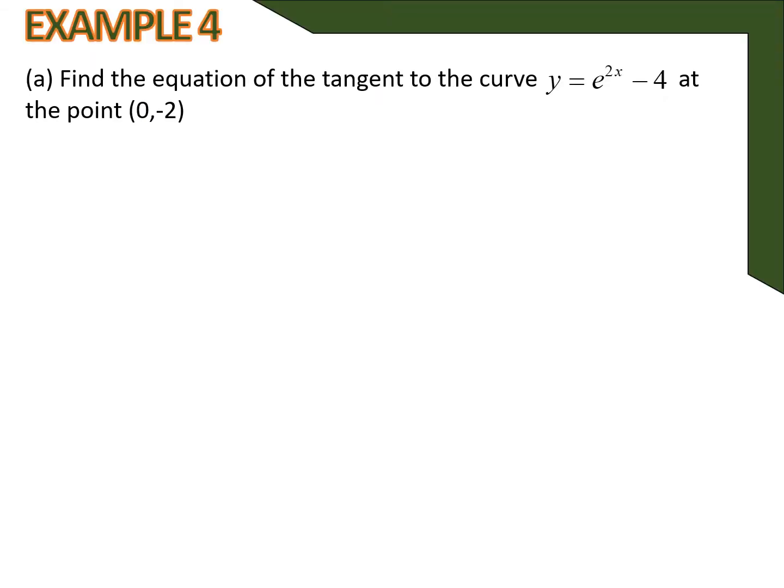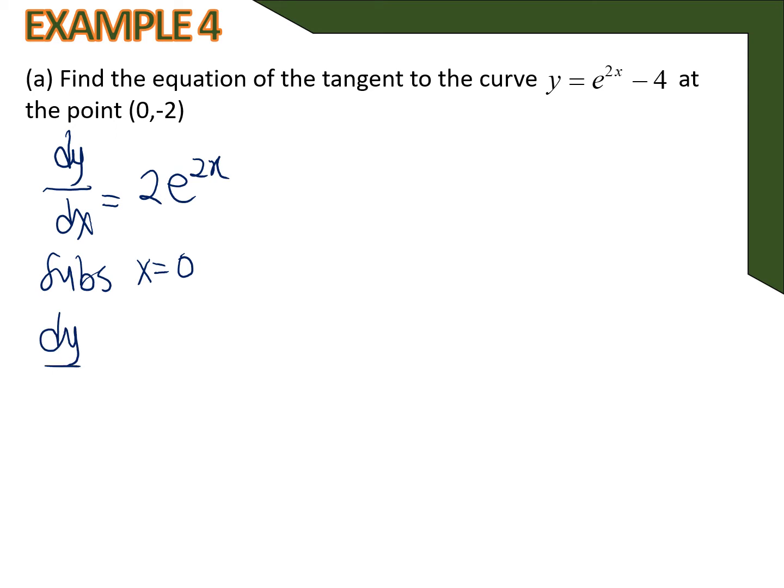Let's discuss example 4. Find the equation of the tangent to the curve y equals e power 2x minus 4 at point (0, negative 2). First, we need to differentiate, dy/dx equals 2e^(2x). And then we substitute x equals 0 to get the slope. So we will have dy/dx equals 2e power 2 times 0, which implies 2. So the gradient here is 2.